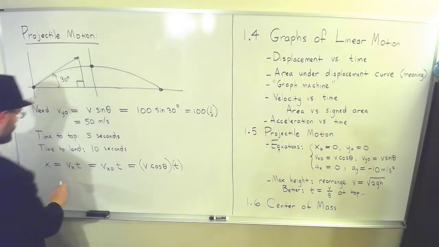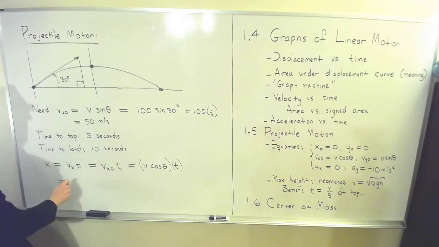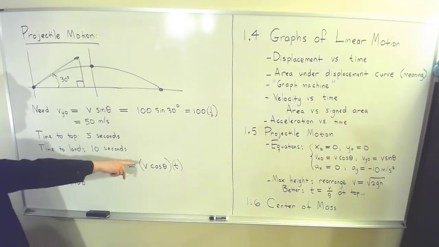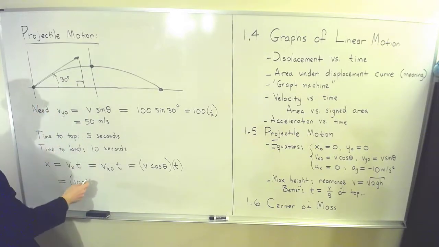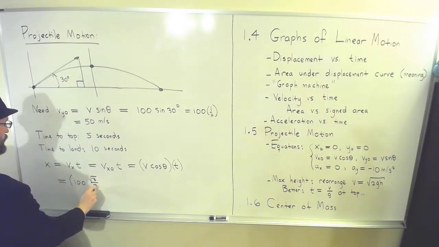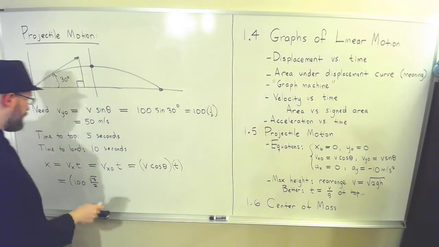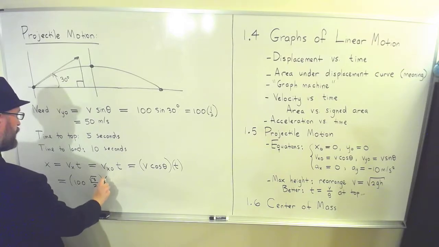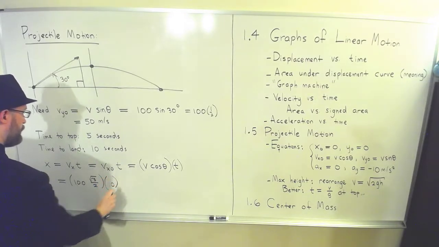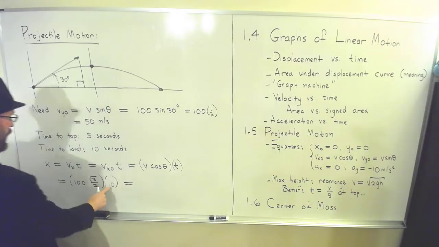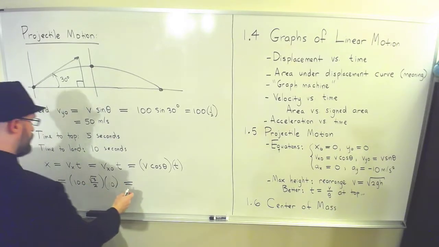And now we can plug in what those values are. The V was 100. The cosine theta, what's cosine of 30 degrees? It's square root of 3/2, and that's like 0.866 or something like that. So that's 100 square root of 3/2. The time, we said this was 10 seconds. So this is going to come out to be 10 times 100 times square root of 3/2.